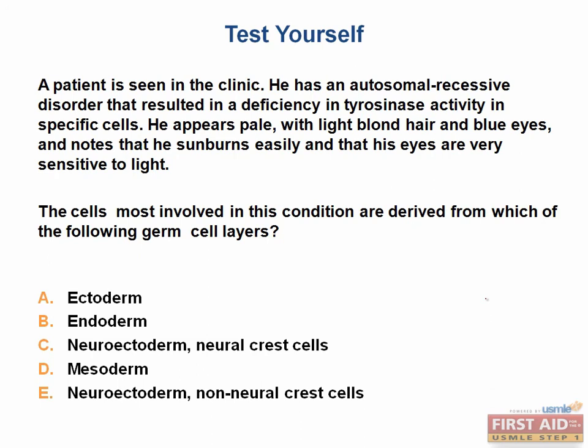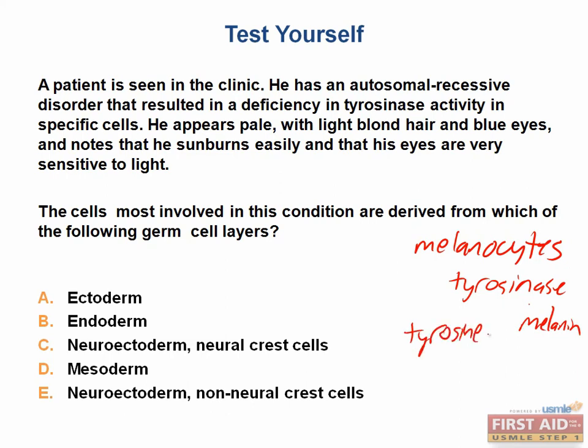Now, as with the first question, the first step in this question is to make the diagnosis. All of the symptoms described point towards albinism. You should know that albinism is due to a problem with melanocytes. Specifically, there's a deficiency in tyrosinase, which makes melanocytes unable to produce melanin from tyrosine. So no tyrosinase means decreased melanin.